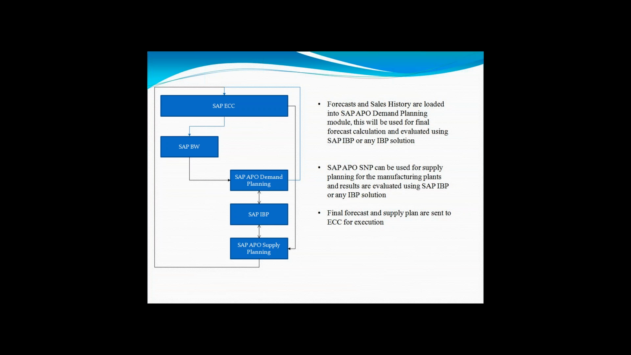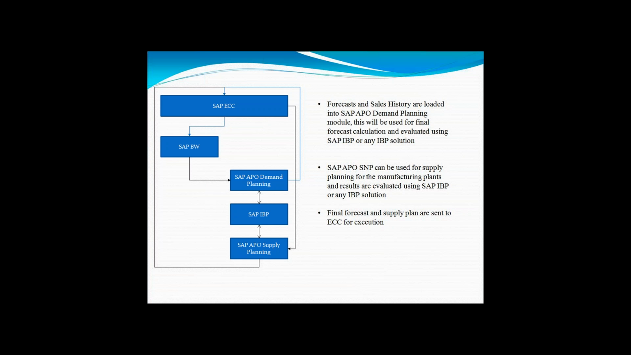Now in APO, we have two major modules. One is the demand planning module, one is the supply planning module. The demand planning module is where the demand planners in an organization come up with what we call the final forecast. And supply planning is done by the supply planners in the APO system to come up with the equivalent supply plan. Demand plan is one thing, supply plan is another thing, right?